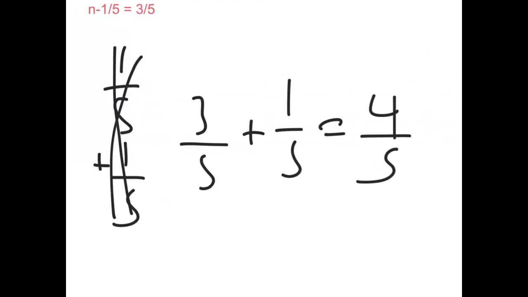Okay, so as you can see, this one is very similar to the last one. So all you have to do is do the same thing you did. You cross those ones out because you have to do to one side what you did to the other. Then you do 3/5 plus 1/5, which equals 4/5, and that's your answer.